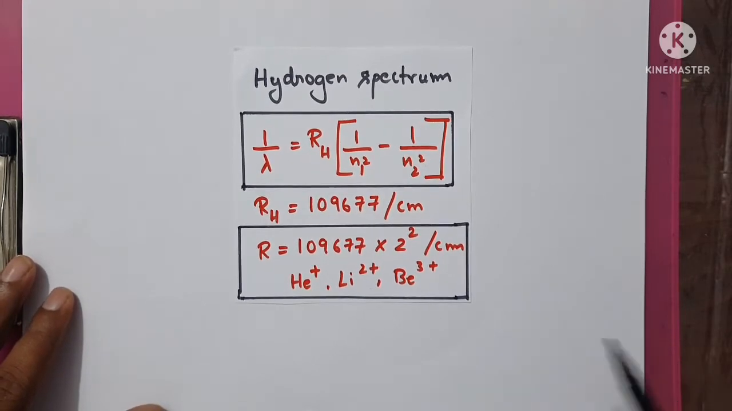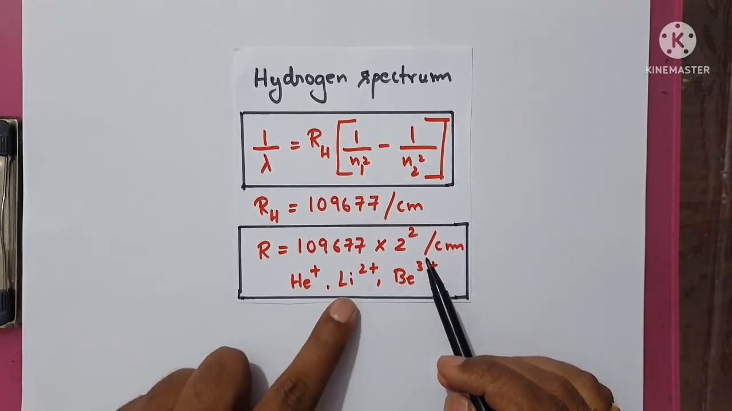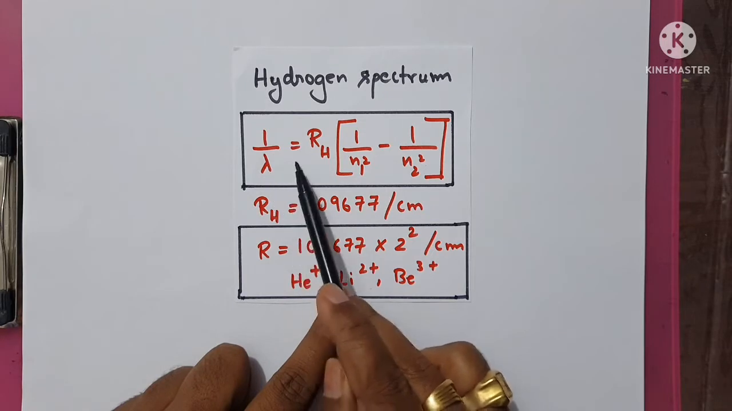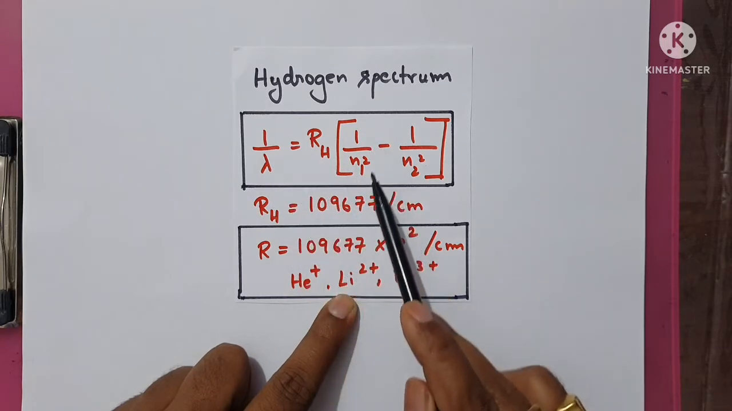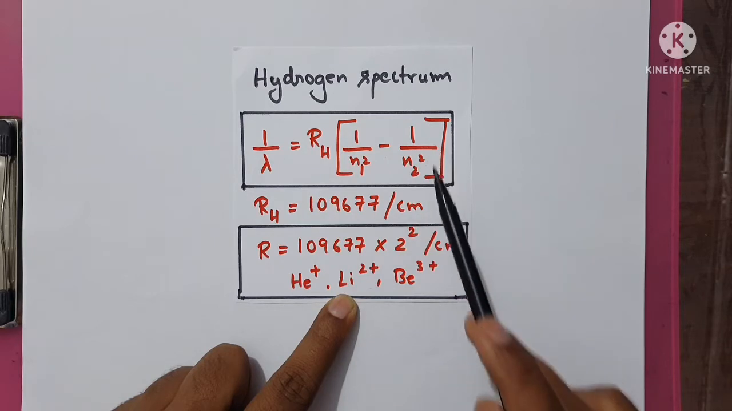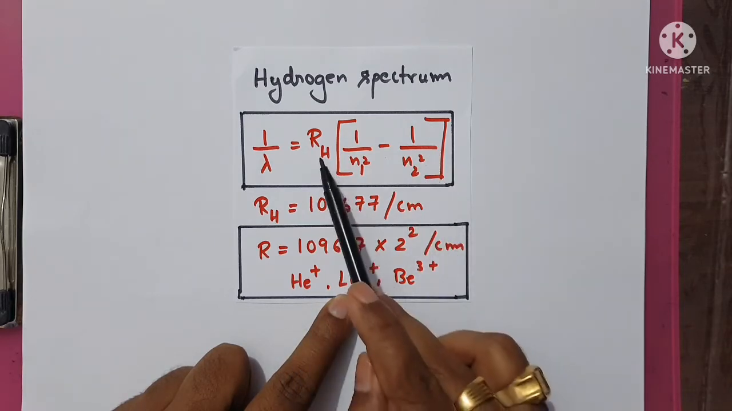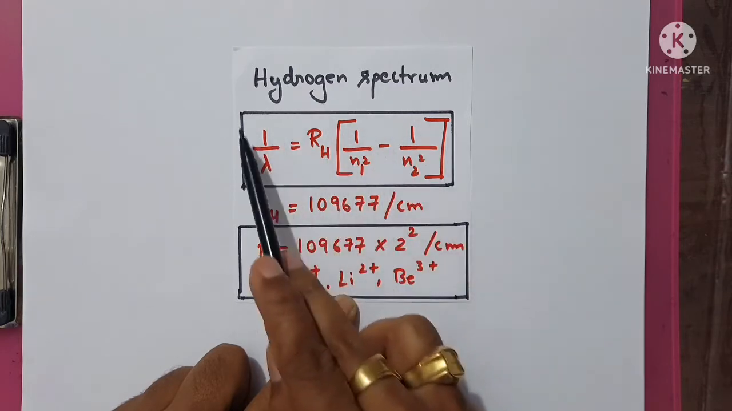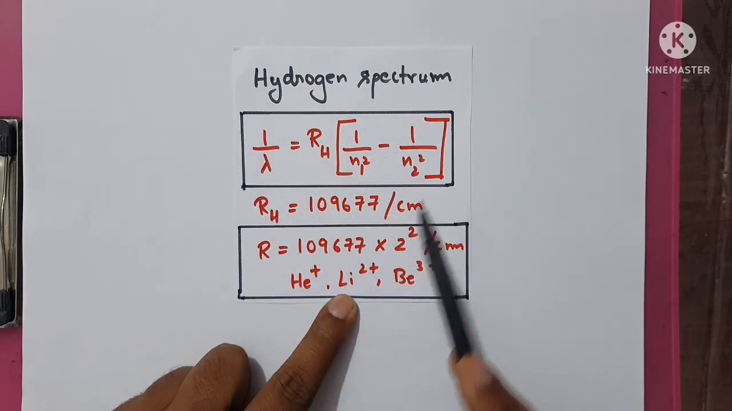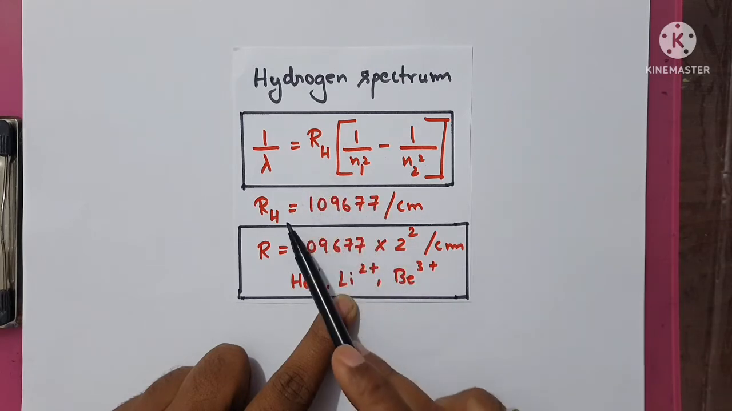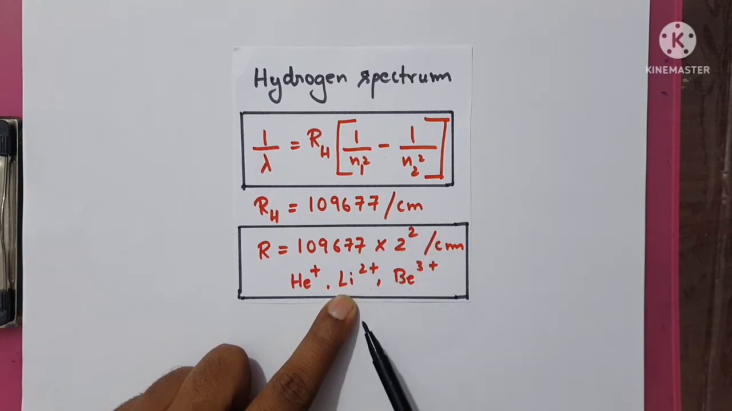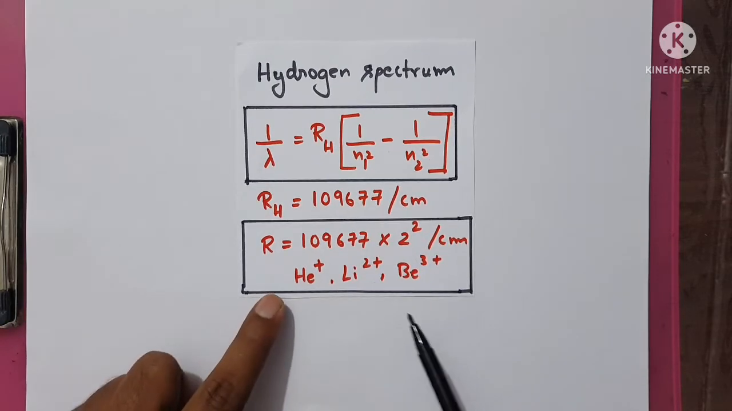Observe here, children. First, let us know the formula that is often used in hydrogen spectrum. That is 1 by wavelength equals RH times (1 by n1 square minus 1 by n2 square). The RH value is known as the Rydberg constant, and this equation is known as the Rydberg equation, which has a constant value of RH, that is 109677 per centimeter.